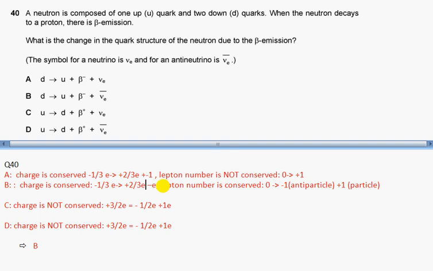The same for the next line. But lepton number here is not conserved because the electron is the beta minus particle. It is lepton number plus 1. Here it should be an antiparticle because before we don't have lepton, so lepton number was 0, it should stay 0. So we should choose B. In C and D charge is not conserved, and so the answer is B. Paper is over. Thank you for your attention.